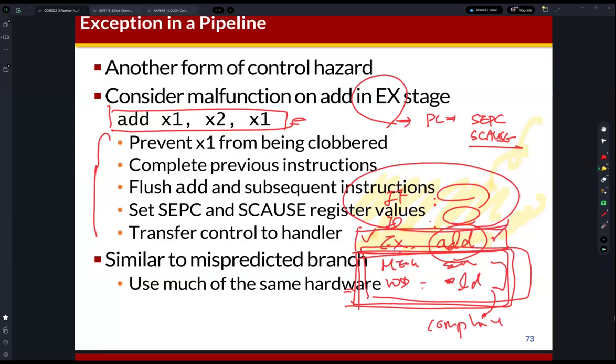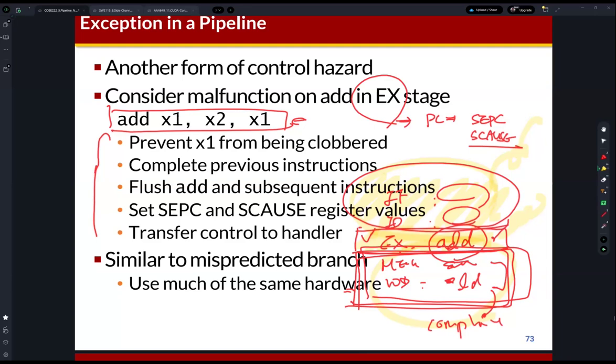Or if an exception is detected in a certain stage of the pipeline, then the instruction that causes the exception needs to be flushed, so cancelled. Also, the following instructions need to be flushed. But the previous instructions in the pipeline stages need to be completed.